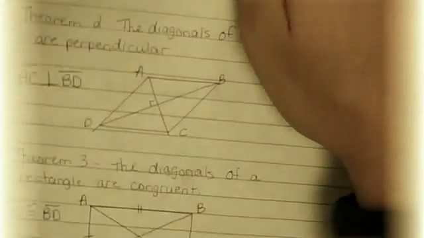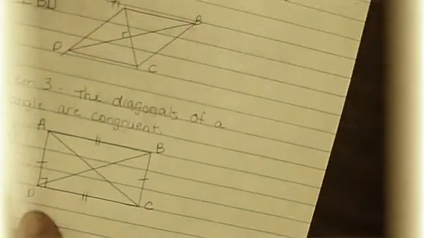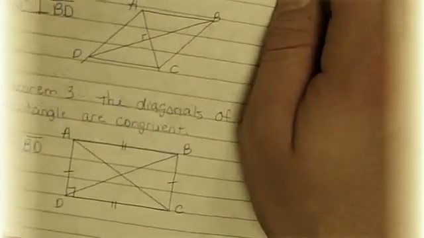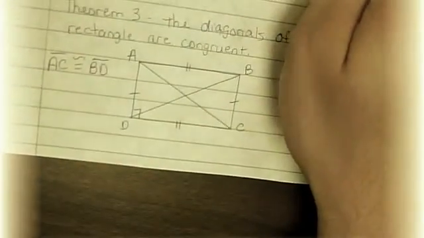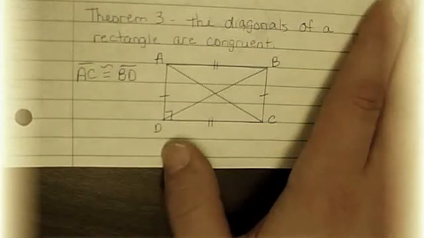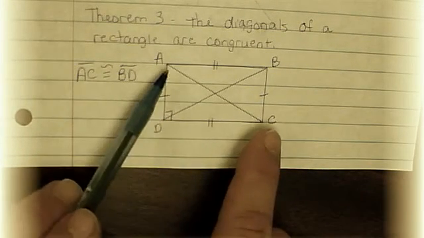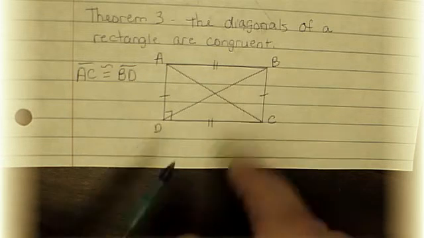The third theorem is that the diagonals of a rectangle are congruent. So now we're going to focus on rectangles as being my next special parallelogram. So within this rectangle here, I have A, B, C, D, and the diagonals that are drawn from A to C and from B to D are congruent.